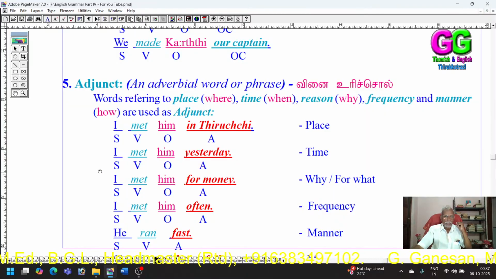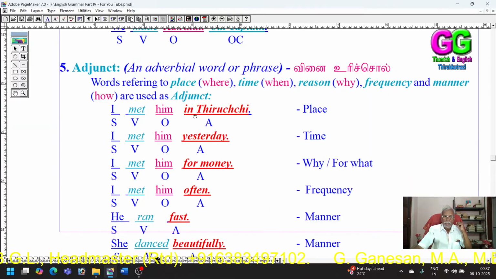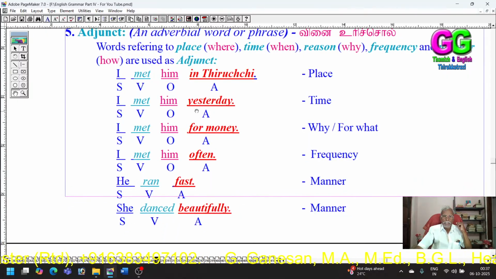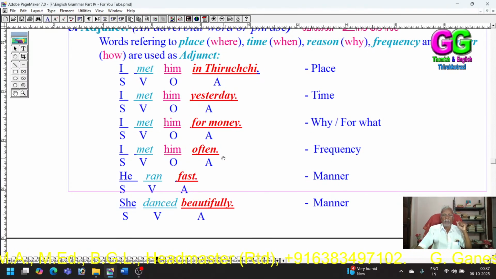Now let us see the examples. I met him in Trichy. Place, adjunct. I met him yesterday. Time. Yesterday, time. I met him for money. Reason. For money. For what? Why? Then I met him often. Frequency. Often, frequency. He ran fast. Fast, manner. She danced beautifully. Beautifully, manner.